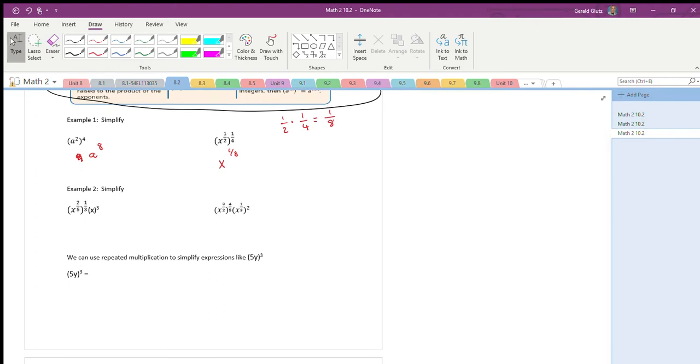Example 2 starts to get a little more complicated. Again, I have x to the 2/5 all to the 1/3. I have an exponent inside the parentheses and an exponent outside the parentheses, so that means I'm multiplying. I'll have 2/5 times 1/3. Multiply across: 2 top numbers, 2 times 1 is 2. 2 bottom numbers, 3 times 5 is 15. So x to the 2/15, and then I still have times x to the 3rd.